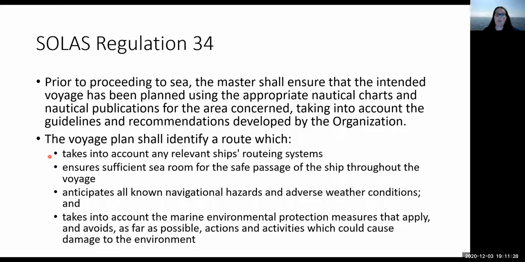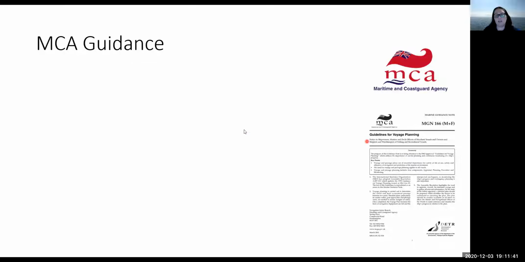You can certainly look at the major navigational hazards that you would be looking at, and you can have a really good look at your weather, and we did weather a couple of weeks ago, looking at our weather as well. So what are the actual regulations then? So the MCA has produced some guidance, and it's guidance for voyage planning, MGN 166. And what does it actually tell us?